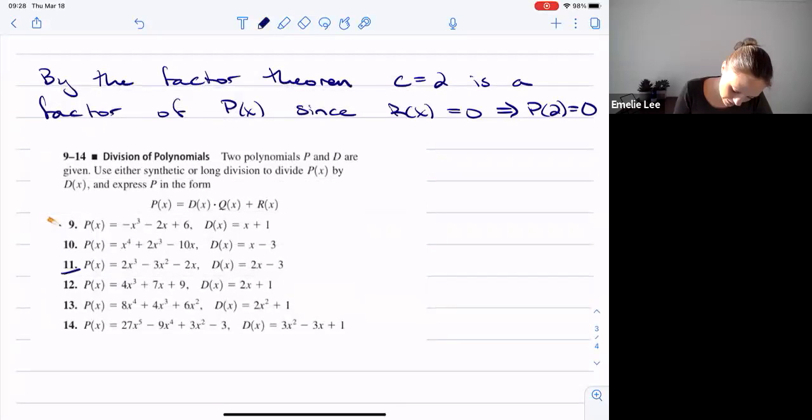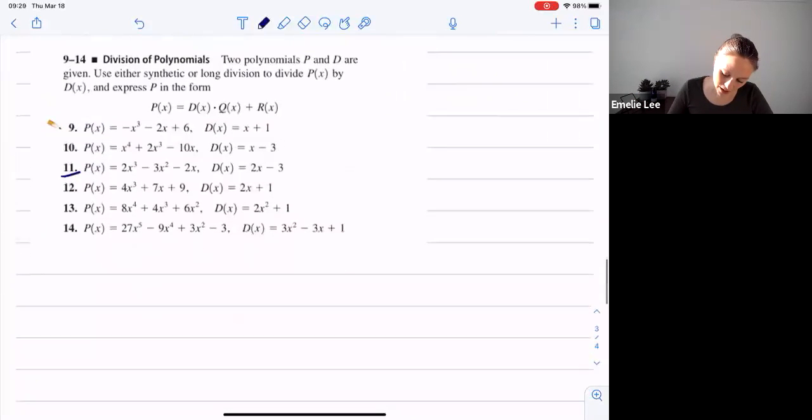So I want to start with 11. Remember, you could use synthetic division, but it only works if you're dividing by x minus c. So that's why I always just use long division. Even if it says synthetic division, you can just use long division. Sometimes those WebAssign questions say use synthetic division, but just go for it with long division. It'll still work. Definitely.